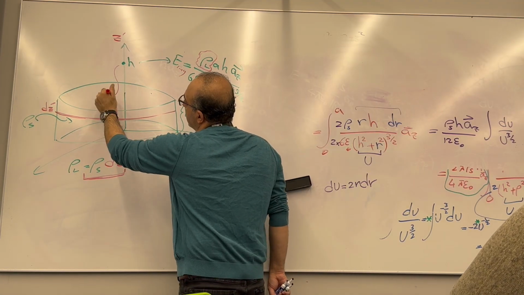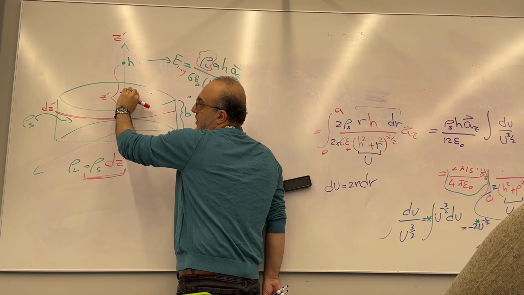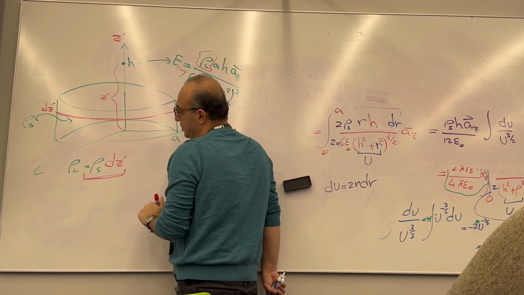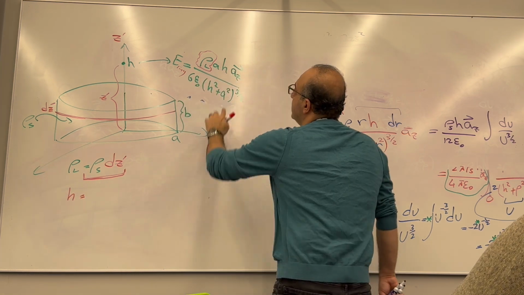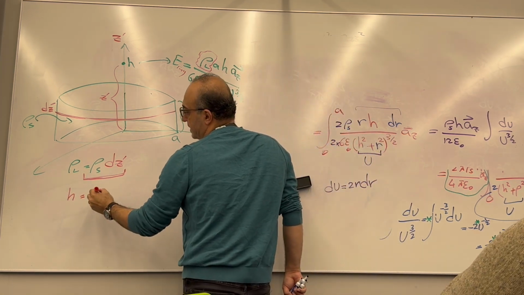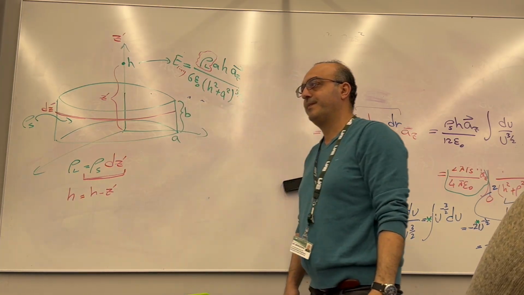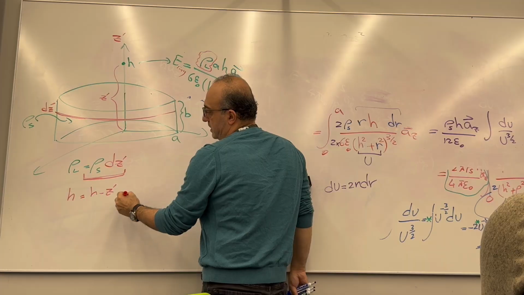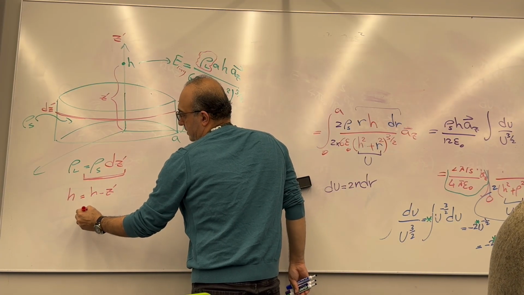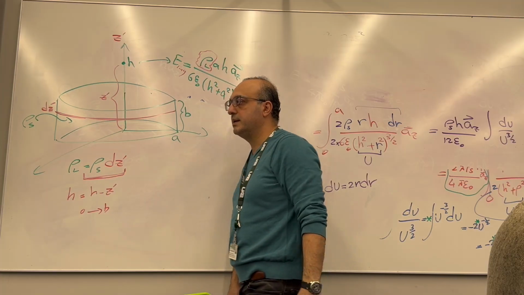But now, in this case, z prime, for the ring going up and up, what should I do? The h in this formula must be converted to h minus z prime, because every time it's getting from 0 to b, up to b.